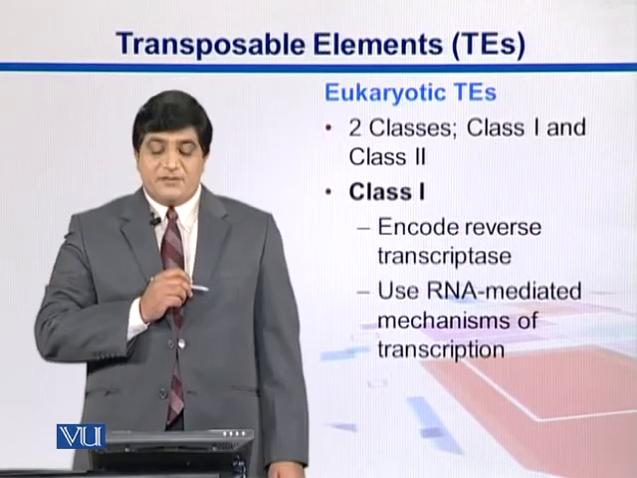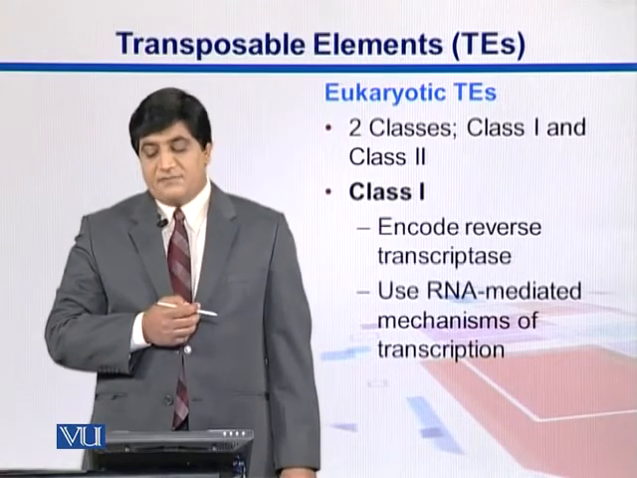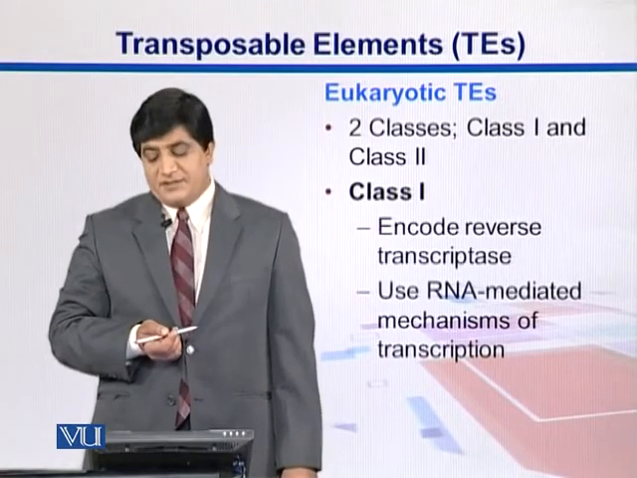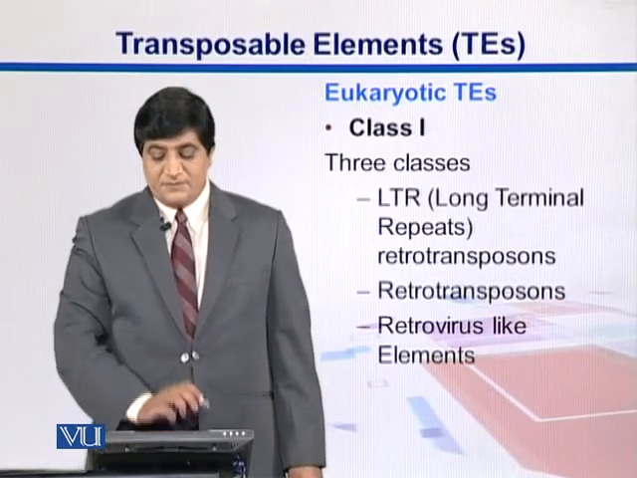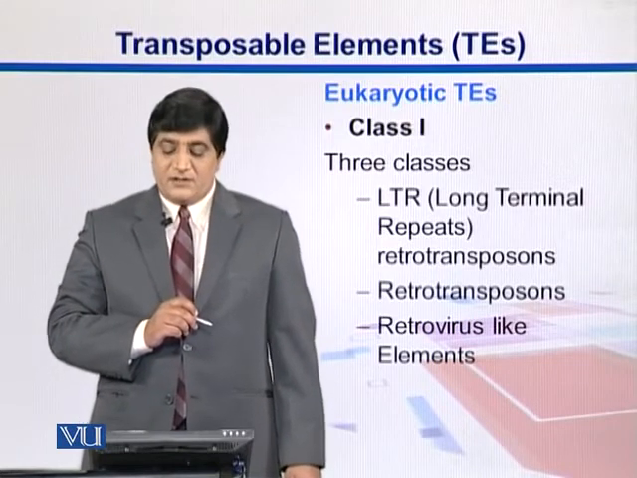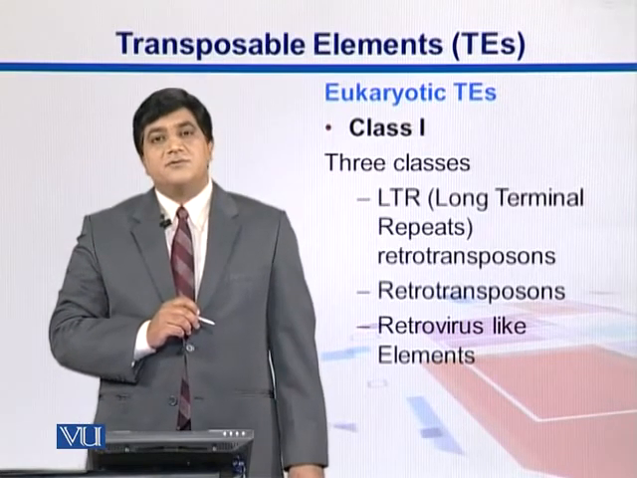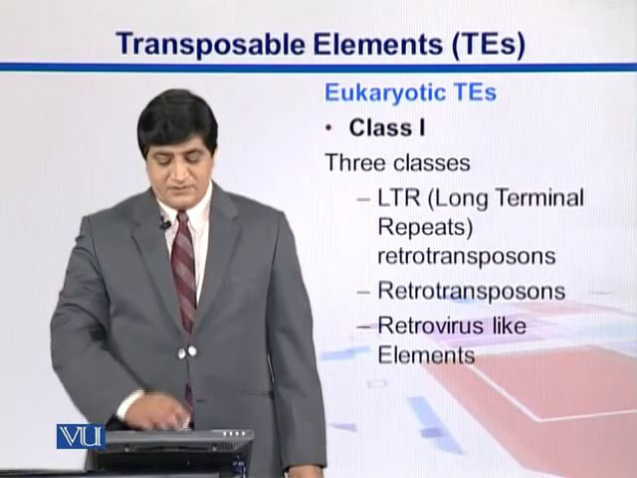Eukaryotic transposable elements, as we have seen earlier, have two classes. Class 1 have reverse transcriptase in them, so they have an RNA-mediated mechanism of transposition. Class 1 can be categorized into LTR, long terminal repeat retrotransposons, and simply transposons. And then we can also have retrovirus-like elements.